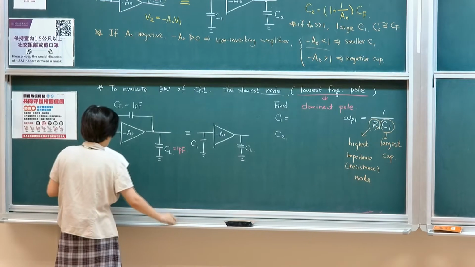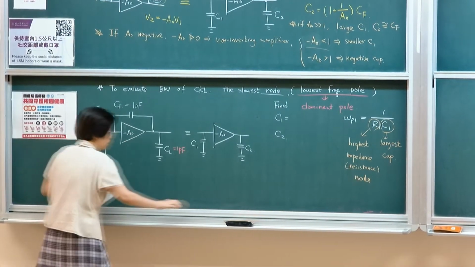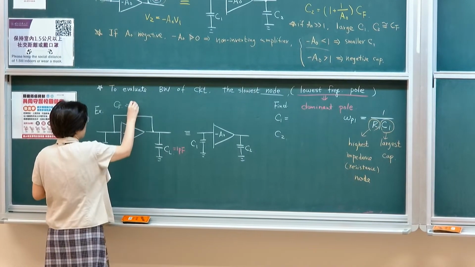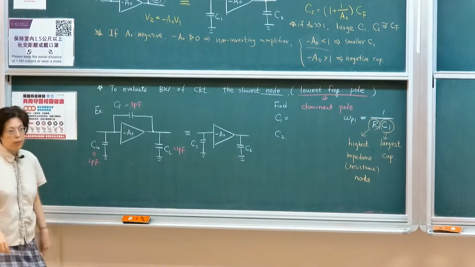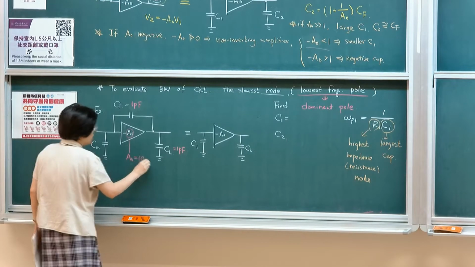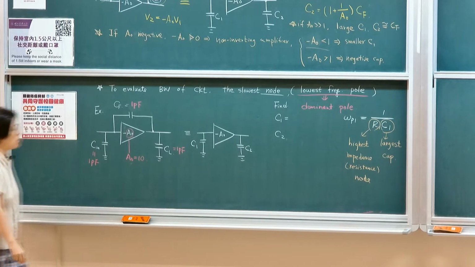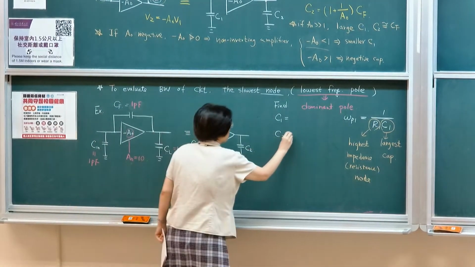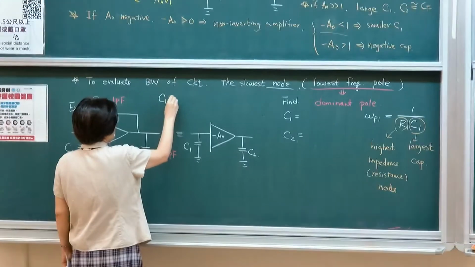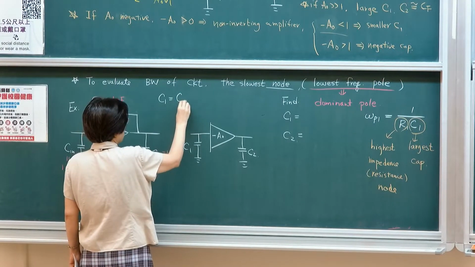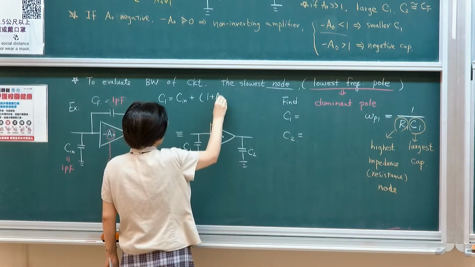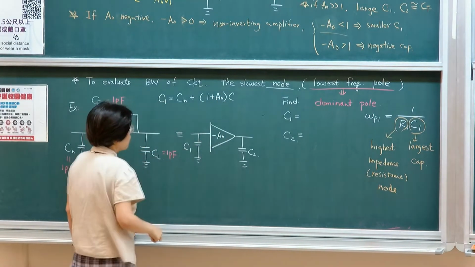After this, the voltage gain is A0. Let me give the parameters. I have a circuit with a feed-forward capacitance of 1 pico, input and output with the same loading, and A0, a modest gain of 10. You need to find out what C1 and C2 are. First of all, we use the Miller approximation, so we know that C1 is C input plus the Miller approximated amplification, that's A0.